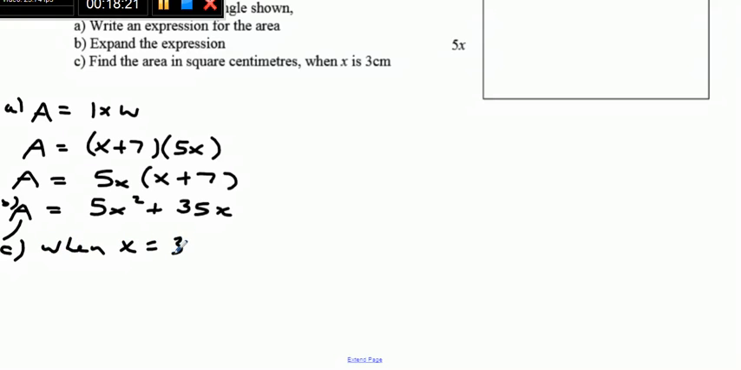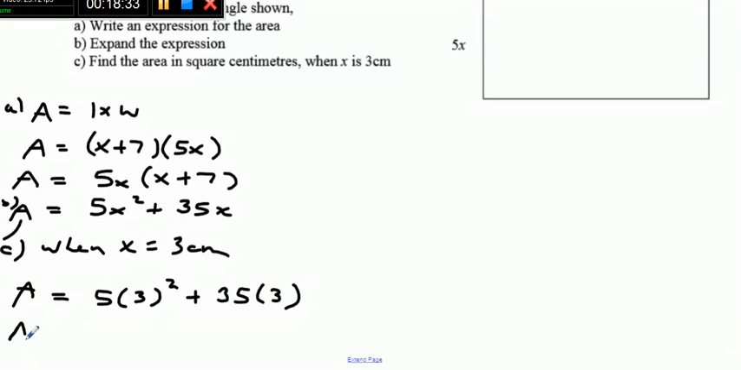So when x equals 3 centimeters, the area is going to equal 5 times 3 squared plus 35 times 3. And again, we have to be careful with our BEDMAS. This isn't 15 squared. We have to do the exponents first. So 3 squared is 9. 9 times 5 is 45. Plus 35 times 3 is 105. And we get A equals 150. And the units are centimeters squared.